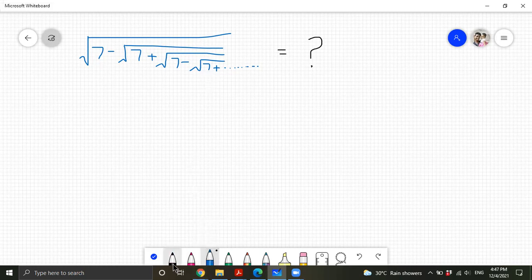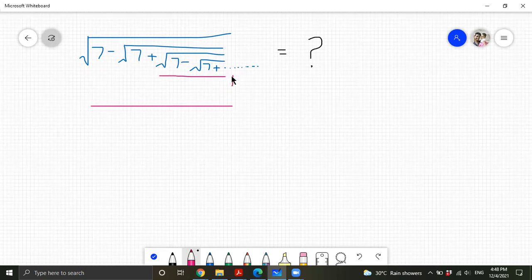So, if we observe here, this portion is exactly equal to this portion. Why? Here there's a square root of 7 minus square root of 7 plus, like that. I call this the A part, and I put this as the B part. The B part means the whole thing, and the A part is what's inside this. If you look at this A part, the square root of 7 minus the square root of 7 plus, it's exactly the same as this B sequence.